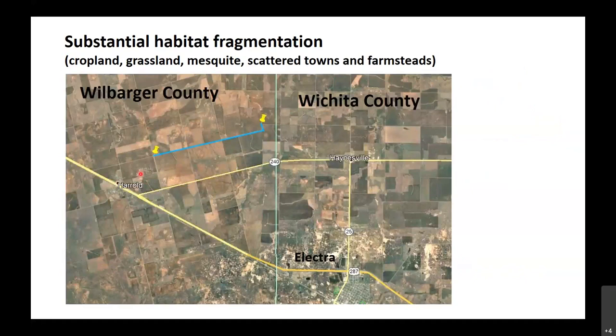Okay, so just to emphasize again, this single aerial photograph of parts of two counties is showing quite a bit of habitat fragmentation. You know, it's patches of cropland, grassland, even some mesquite thickets, scattered towns and farmsteads throughout this. A very fragmented type of habitat. This blue line here is actually showing where we consistently found kangaroo rats in their burrows the entire length of this. And I think it goes for maybe about a mile and a half.